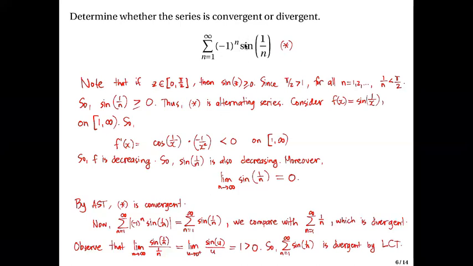So the original series is convergent, but it is not absolutely convergent because this series here is divergent. Therefore, the series negative 1 to the n sine of 1 over n is conditionally convergent.